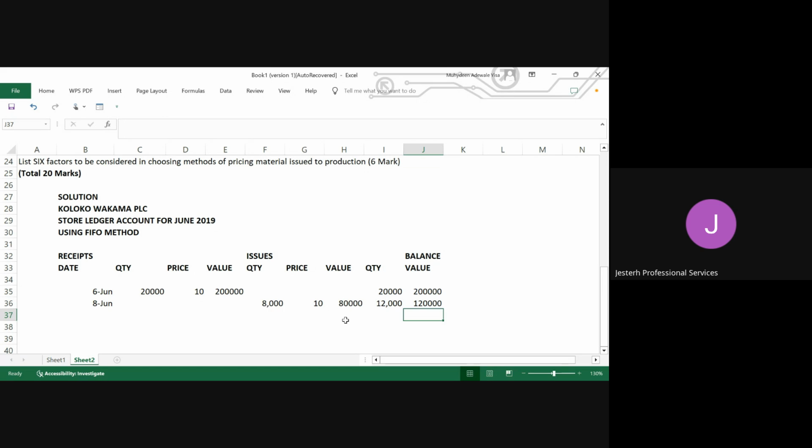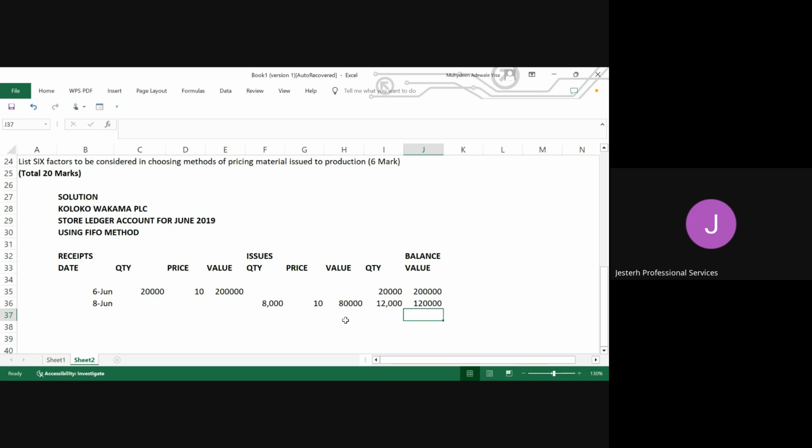Now, remember on the 6th, they purchased 20,000 units of this product at the rate of 10 naira, which makes the total value 200,000. On that 6th of June, they did not issue out any products, which means what the company will have in stock is still the same 20,000 with the value of 200,000.